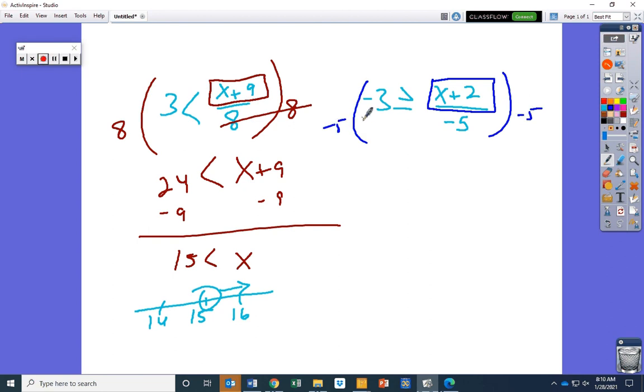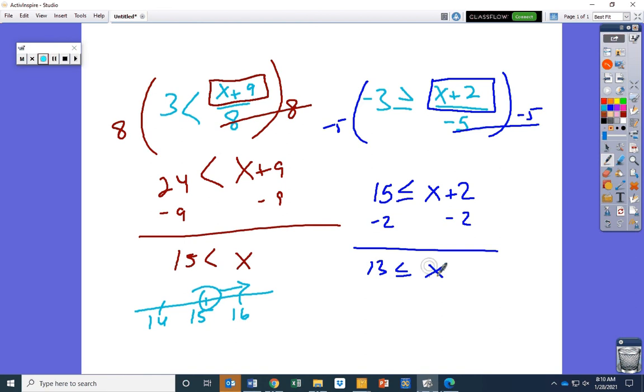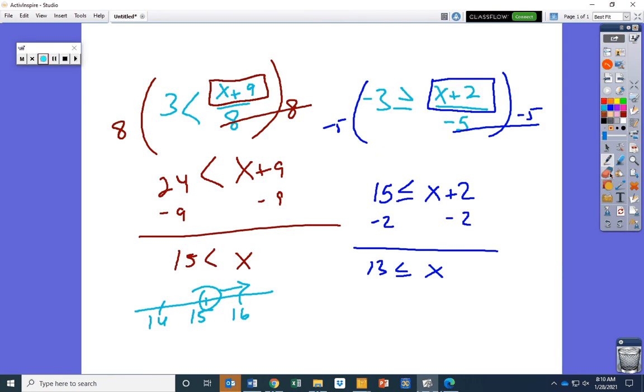But have I caused a little bit of a problem here? What happens if I divide or multiply by a negative? My inequality sign flips, right? So negative 3 times negative 5 would give me what? Positive 15, and this inequality sign now becomes what? Less than or equal to. Those cancel. What's left over here? X plus 2, right? Subtract 2 from each side. 13 is less than or equal to x. Okay? Does that make sense? Yes? All right. Did you guys get that? I'll leave it up there for a second.